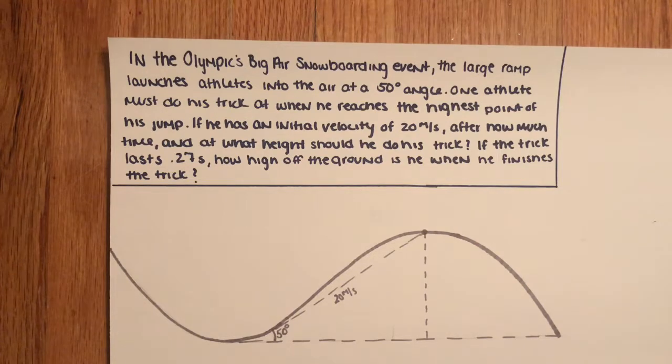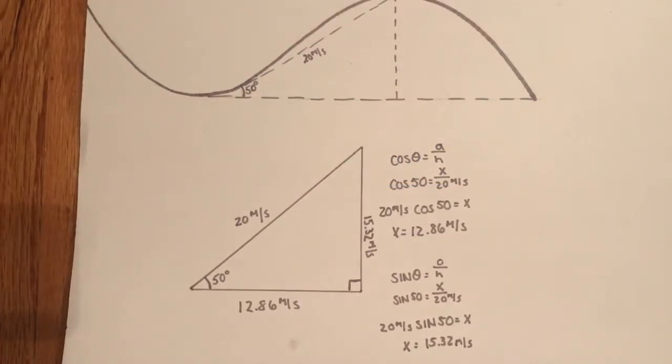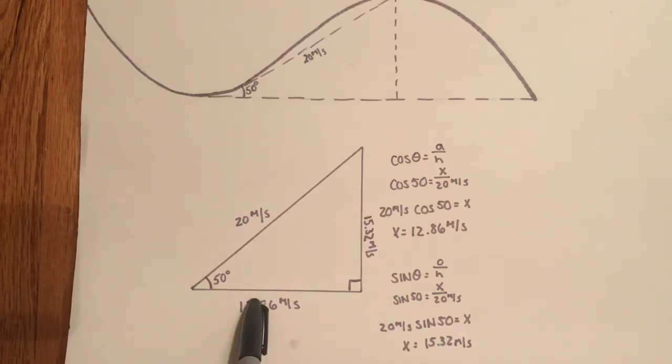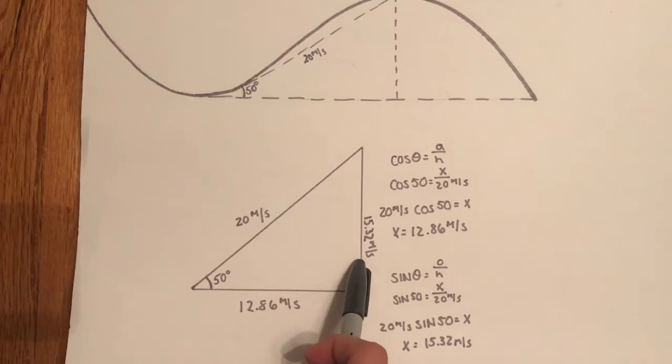The solid line represents the path that the snowboarder takes down the ramp and into the air. The dotted lines form a right triangle that will be helpful in solving for the answers of the questions. Under the diagram, I redrew the triangle and first filled in the 20 meters per second, which we know is the initial velocity of the athlete, and the 50 degrees, which we know is the angle that the athlete comes off the ramp at. Using SOHCAHTOA, we can solve for the horizontal and the vertical initial velocities.